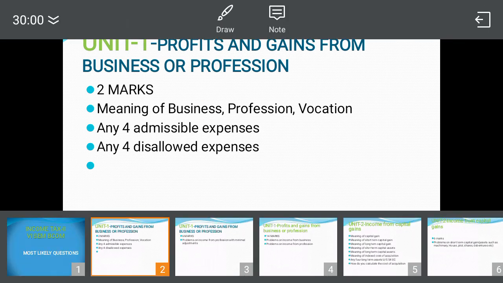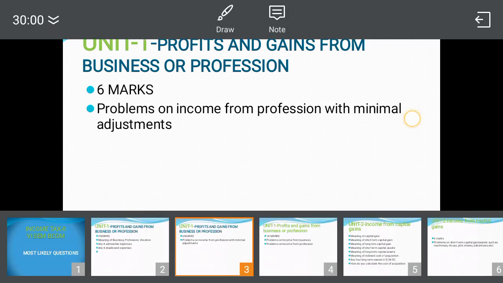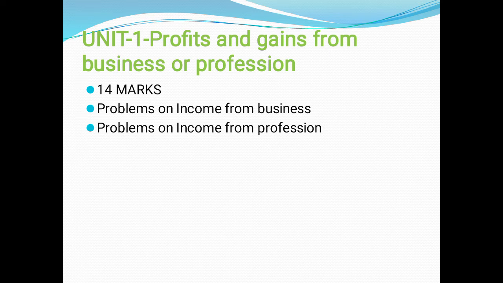Then we have 6 marks. Here you will get only problems on income from profession, such as for a lawyer or doctor, and the adjustments will be very minimal points that you have to consider for the purpose of calculation. And for 14 marks, as I told earlier, compulsorily you will get one problem on income from business and one problem on income from profession. That is 2 questions of 14 marks compulsorily in the exam.